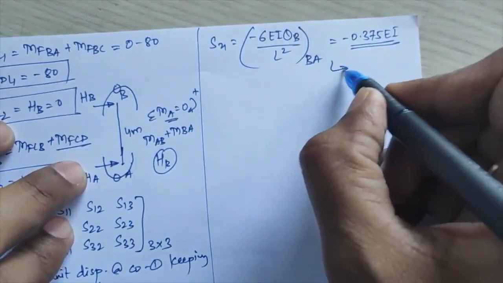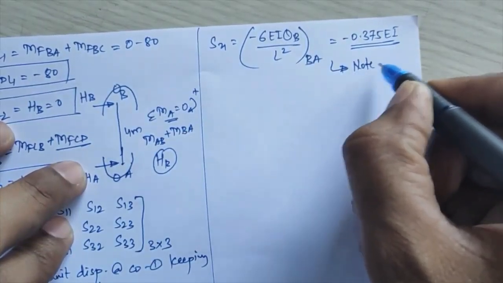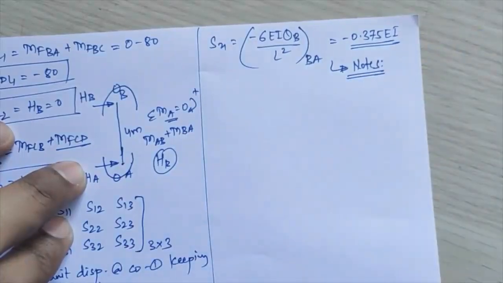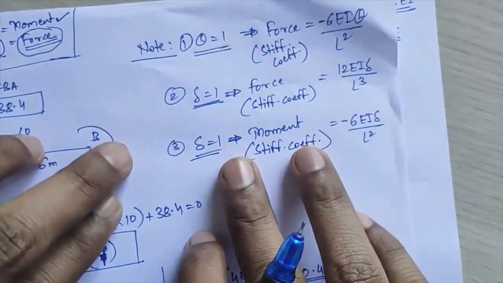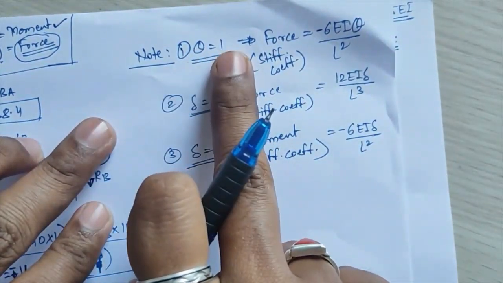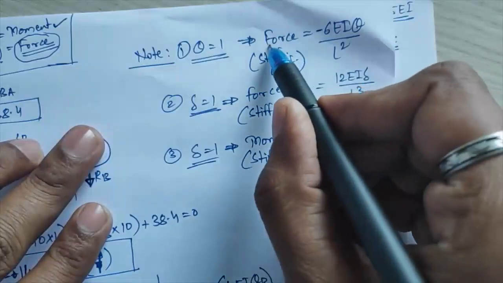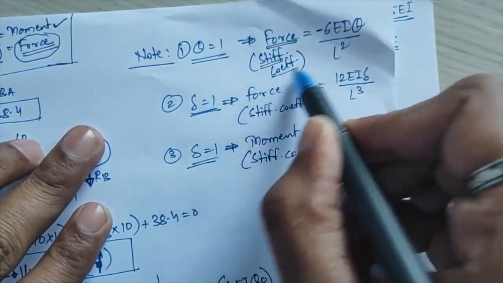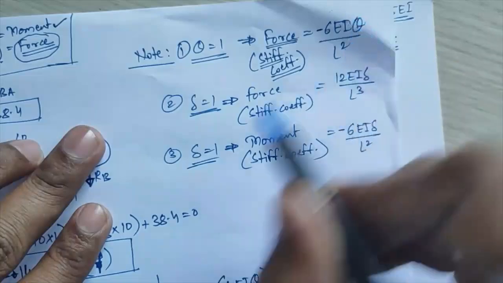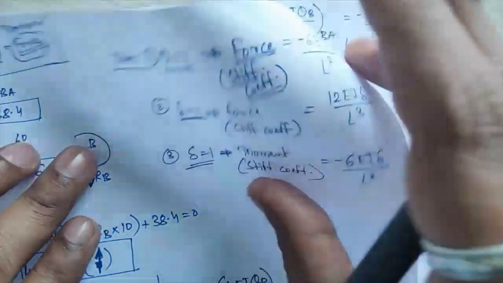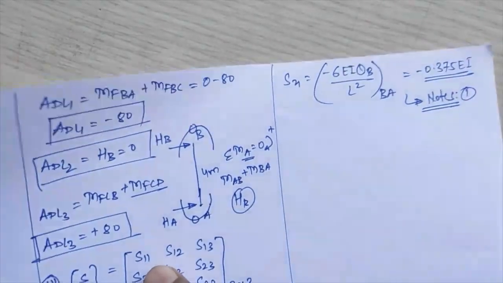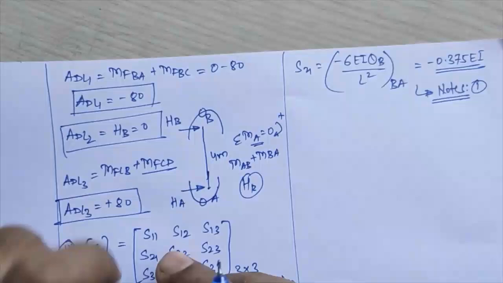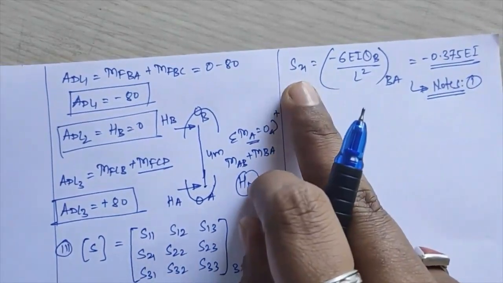You can note down here, that is the note. In that note I have given you, see, yesterday's paper I am having these 3 notes I have given. If you are applying θ equal to 1 and you are asked to calculate the force value for your stiffness coefficient, that comes equal to 6EIθ upon L square. So here you can write using note number 1. Okay. So here my first 3 stiffness coefficients are done.